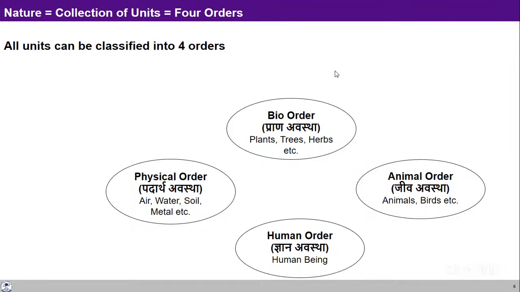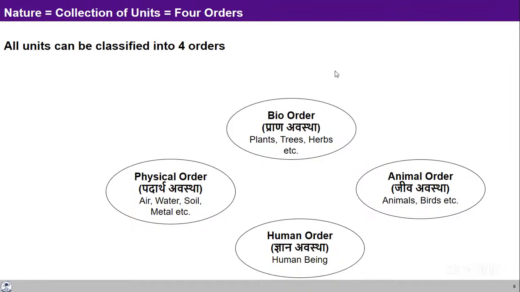Bio order: pranavasa, plants, trees, herbs, those are in bio order. Animal order: animals and birds are under animal order. Human beings, we all are under human order. So this is the classification. This way we can classify the units and group it under 4 orders, so that understanding of each of the units will become more easy.